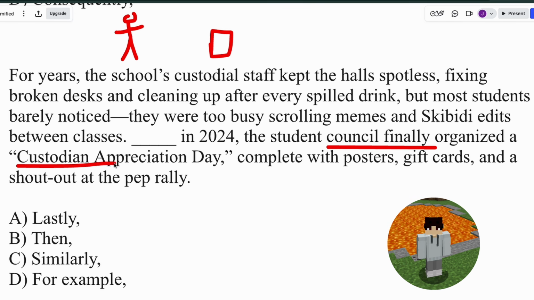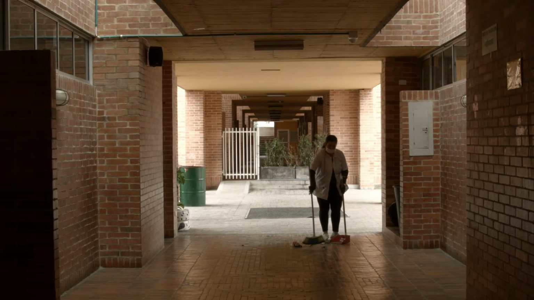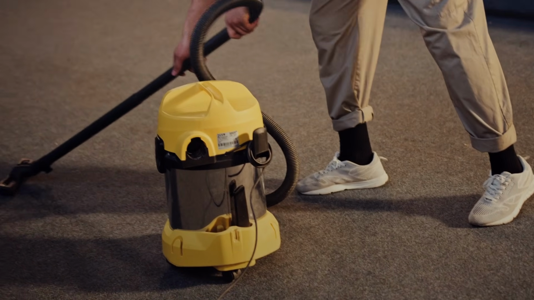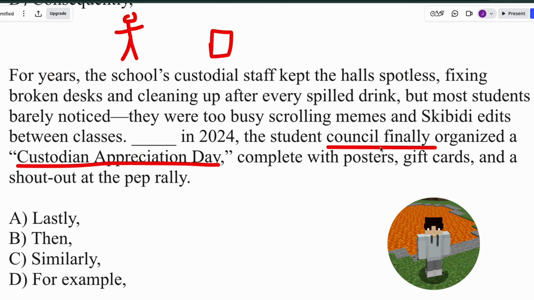Let's actually appreciate these people with one day. Is one day enough to appreciate somebody for a job they're doing every single day of the year that they get no appreciation for? Probably not, but at least they tried to do something nice.